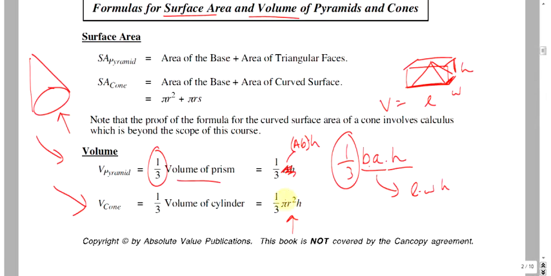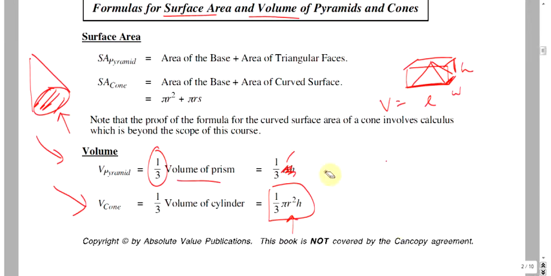Okay? This isn't given. This is 1/3 base area times height. The base area is a circle. This is on your formula sheet, area of a circle, but you got to find it somewhere else. Okay? So 1/3 pi r squared times height. 1/3 base area times height. Okay, those are the easier ones.